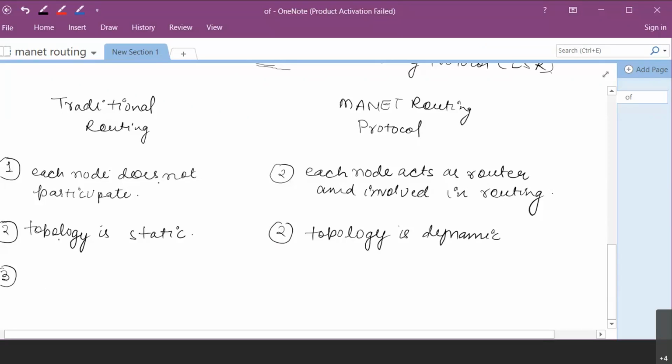Because the topology is static, the routing table used by the traditional routing protocol is not changing rapidly. And that is the reason that we do not need to incorporate all of the nodes in the path to transmit the data from source to destination. You just have to use the routing table of the source.